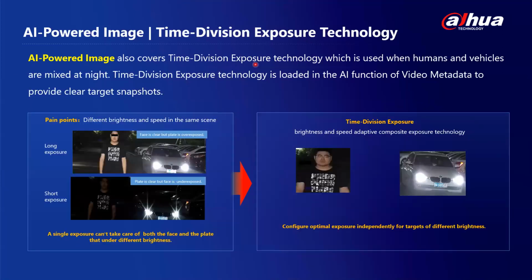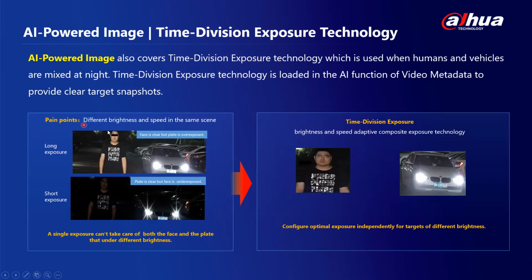So let's describe the time division exposure technology, AI-powered image. The AI-powered image covers time division exposure technology, which is used when humans and vehicles are mixed at night at the same time. And this time division exposure is loaded in the AI function of the metadata to provide clearer target snapshots between the two. So in this case, what we have at the moment, we have some challenges here.